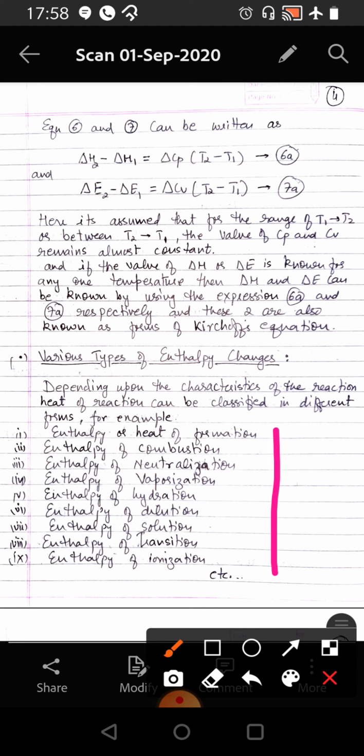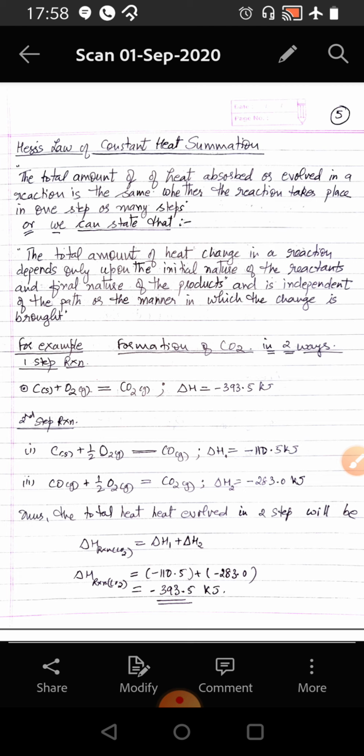The next topic we take up is Hess law of constant heat summation. The total amount of heat absorbed or evolved in a reaction is the same whether the reaction takes place in one step or many steps. Or we can state that the total amount of heat change in a reaction depends only upon the initial and the final state and is independent of the path or the manner in which the change is brought about.